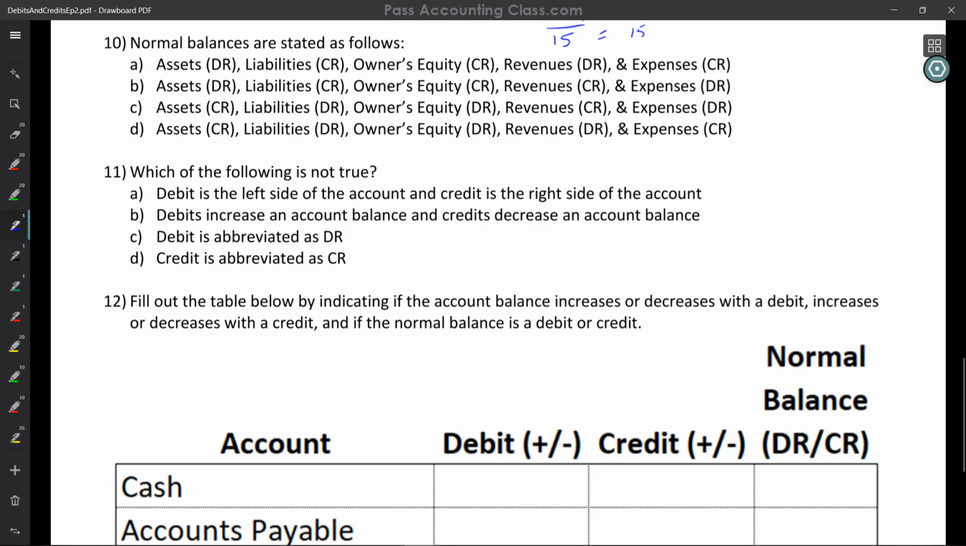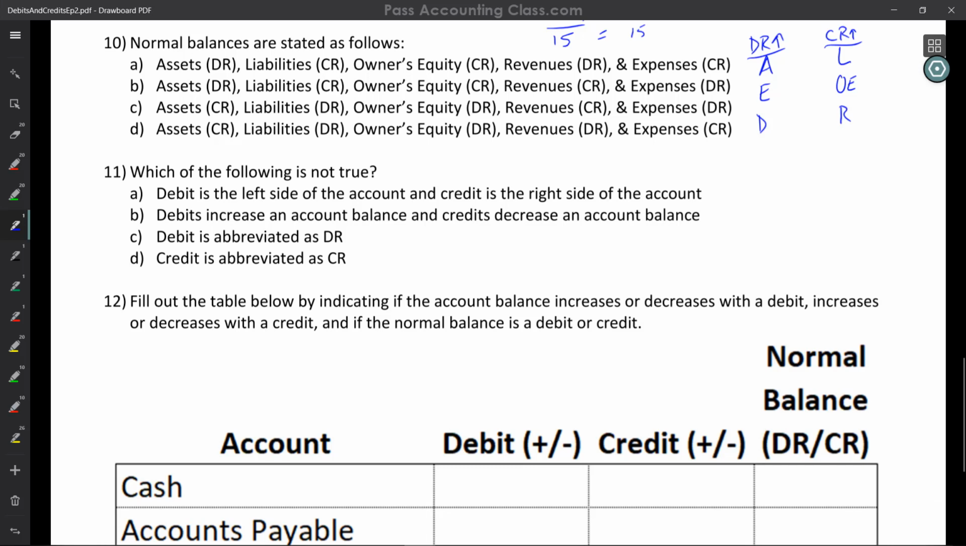So what we're going to do is go through and start marking these off as best we can. I'm going to create that chart that I had before, where I said assets, expenses, and dividends. And these are going to be normal balances that are debits, because when you debit these accounts, the account balances increase. Next, I'm going to do liabilities, owner's equity, and revenues. And credits are going to increase these balances, so the credit is a normal balance of these accounts.